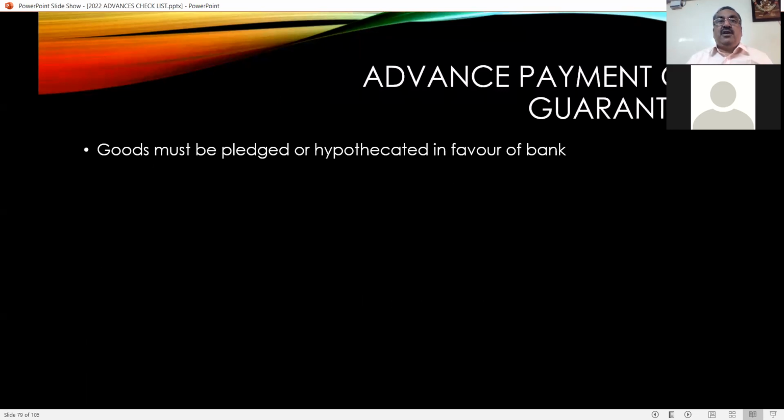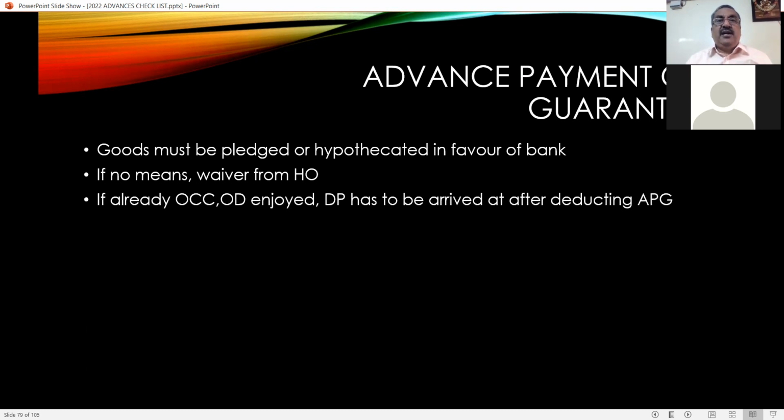Now, with reference to advance payment guarantee, goods must be pledged or hypothecated only in favor of the bank. If no, means you have to get the waiver from the head office. Already OCC or OD is enjoyed, DP has to be arrived at after deducting the advance payment guarantee, because the OD is given, the money has already come, so you have to remove that portion, and based on that you have to arrive at the DP, drawing power.